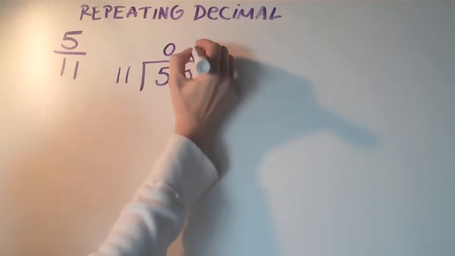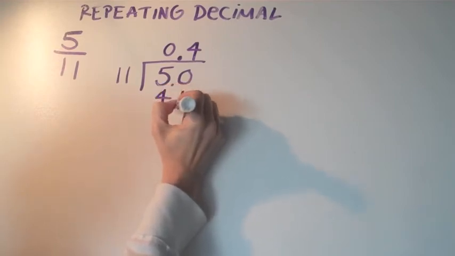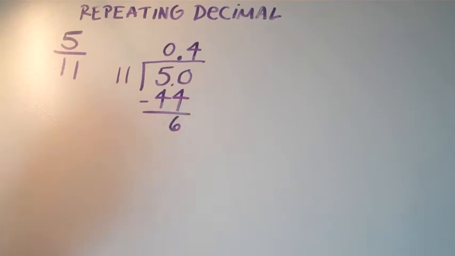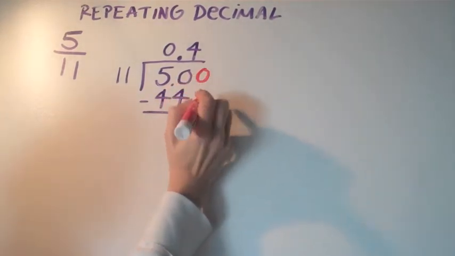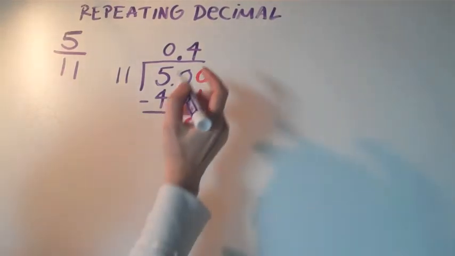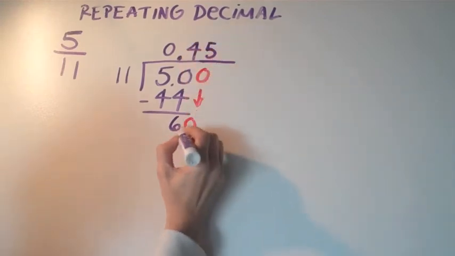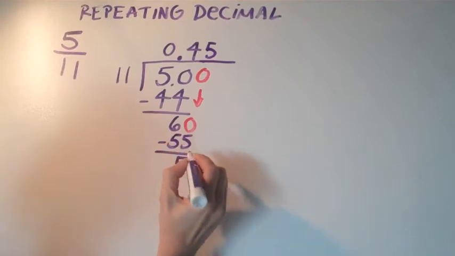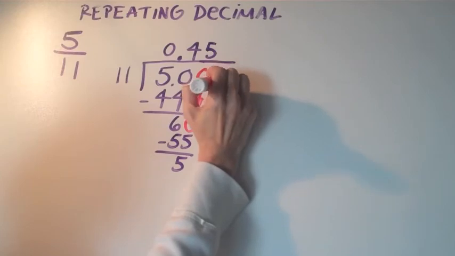11 into 50 goes 4 times. 4 times 11 is 44. We're going to do our subtraction, and then you get a 6. We're going to add our 0 and bring it down. So now we have 11 into 60, which goes 5 times. Put our 5 on top. 5 times 11 is 55. Again, do the subtraction. You get a 5. And then we're going to bring down another 0.